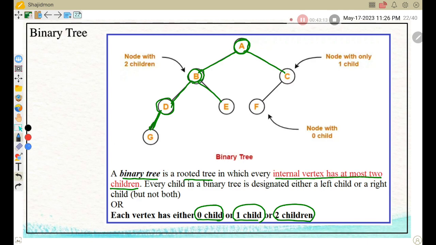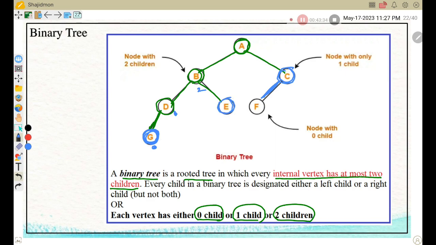Now when we are going to the G vertex, is there any child for G? No problem, 0, correct? 0 child. So either it will be 0 child or 1 child or 2 children. That type of tree we are calling binary tree. For example C, how many children are there? C, only 1, no problem, correct? Now for example E, how many children are there?